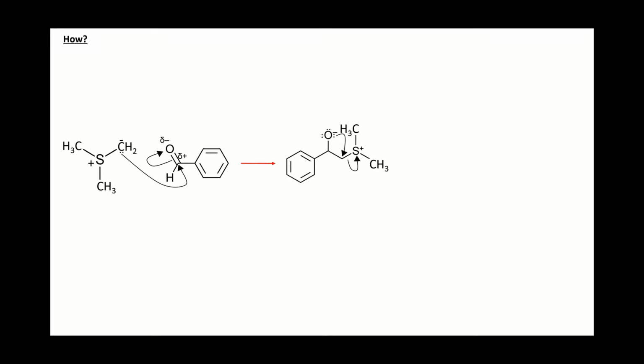This will result in the following intermediate, where the lone pair from the oxygen atom will now be used in an intramolecular attack to kick out dimethyl sulfide as a leaving group. Now, because dimethyl sulfide is a good leaving group, it will thus leave and create the epoxide as the other product.